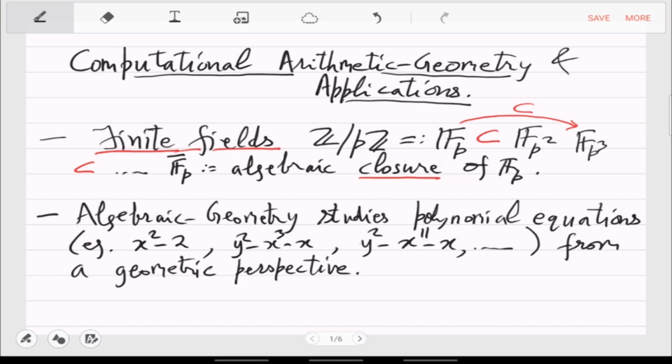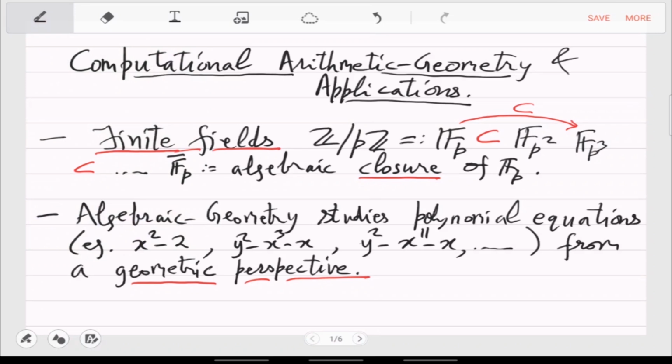Now this may not be clear: what does geometric perspective entail? So we'll make it painfully clear in the next 2-3 weeks. What is the meaning of geometric perspective? Because see, this FP is such a highly discrete object that there is no geometry per se, right?